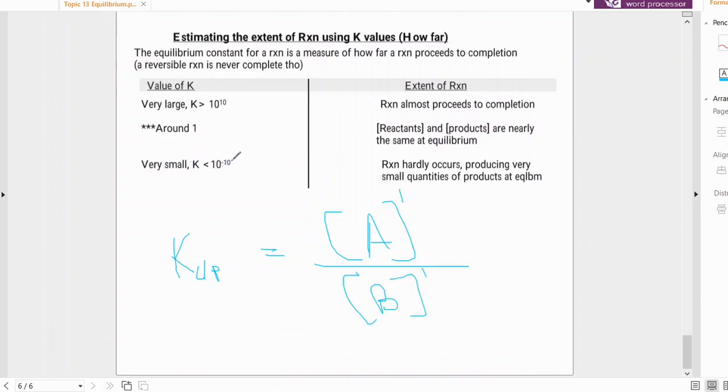And if it's very small, 10 to the power of minus 10, the reaction hardly occurs. If K is very small, that means the denominator is very large and the numerator is much smaller, where the denominator is the reactant and the numerator is the product. Therefore, the reactant concentration must be much larger than the product concentration. So if there is much more reactant than product, then the reaction hardly occurs, producing very small quantities of products at equilibrium. So this concludes topic 13, equilibrium.